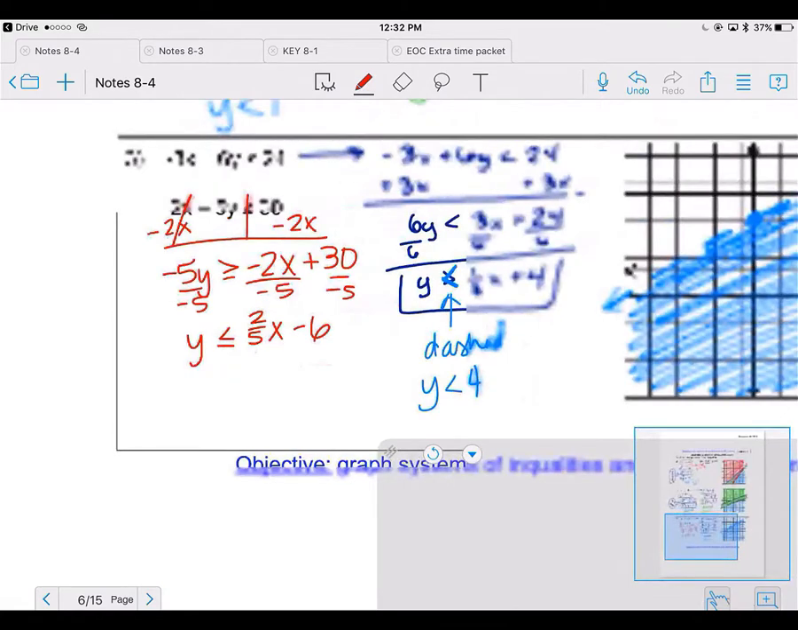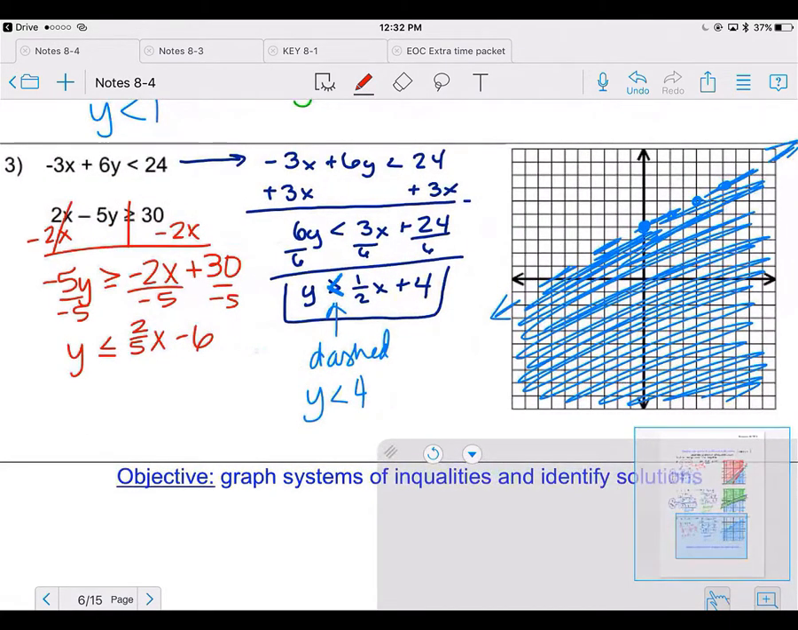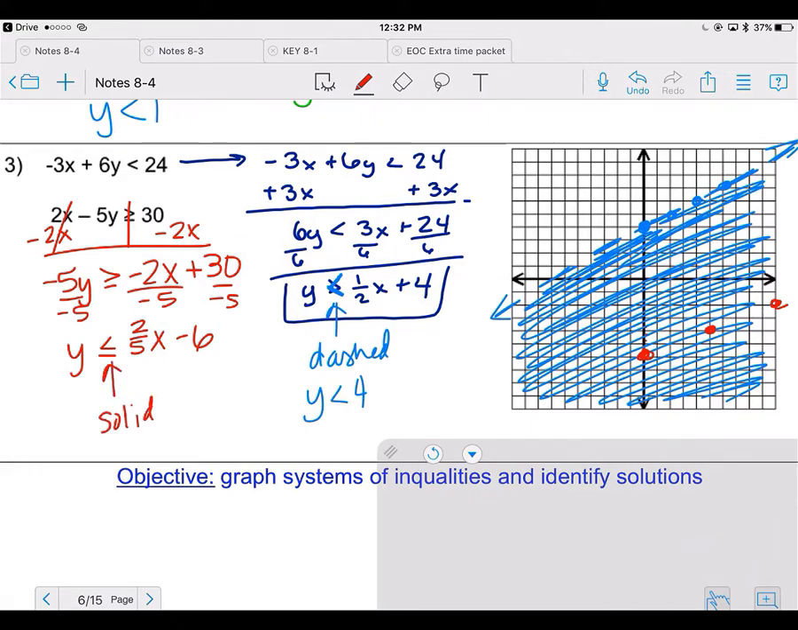So to graph this line, we're going to go down to negative 6. My slope is 2/5, so up 2, right 5, up 2, right 5. This line is a solid line because there is a line under the inequality. And y is less than or equal to negative 6. Less than negative 6 would be negative 7, negative 8, negative 10. So I'm going lower than my line or underneath my line.